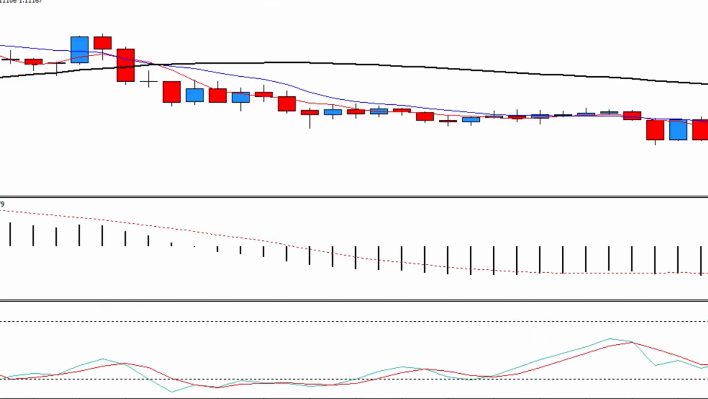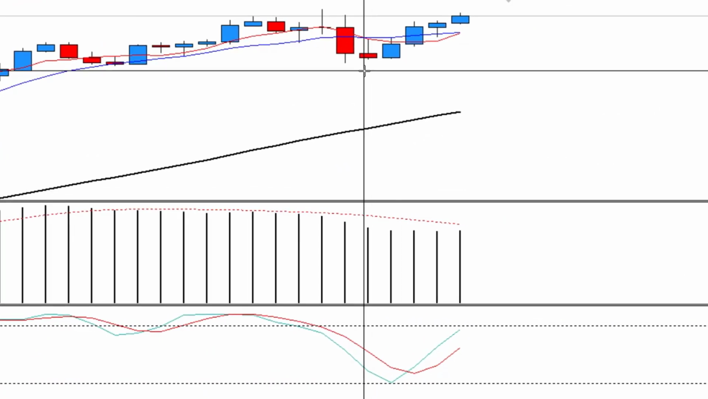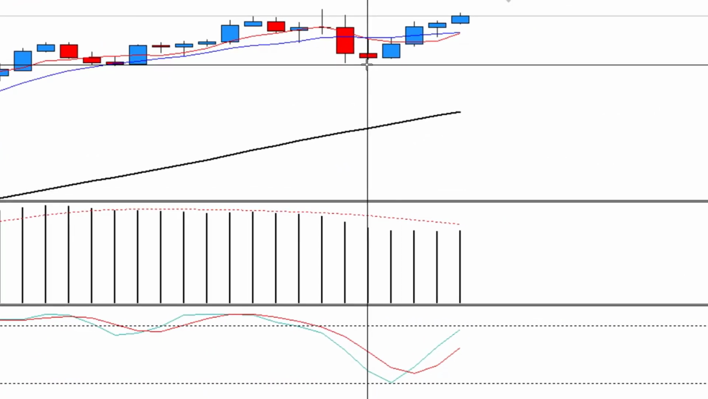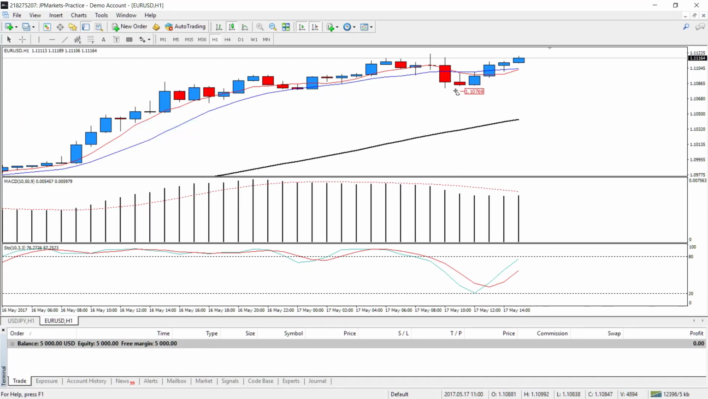So now that we know where our stop loss would be, we would set it about here. So I'm going to go ahead and I'm going to put in a price label just so we can mark off and see where the stop loss would be.